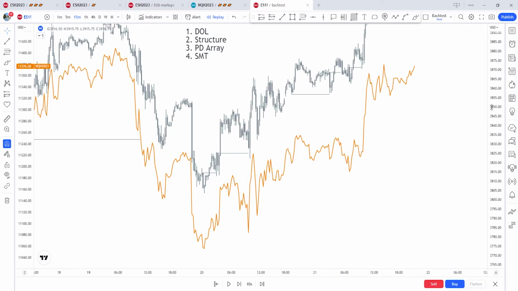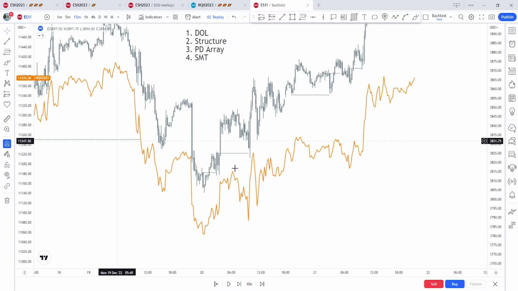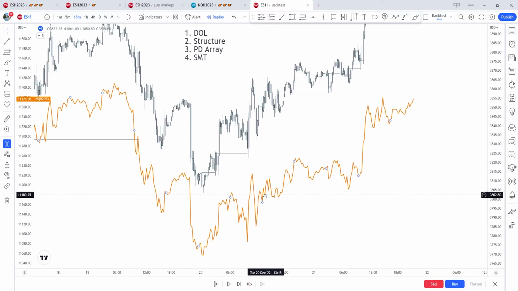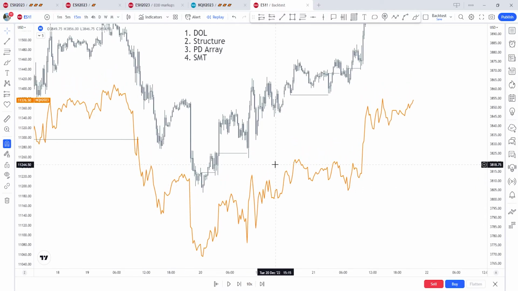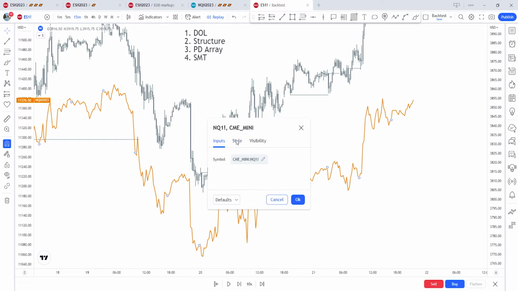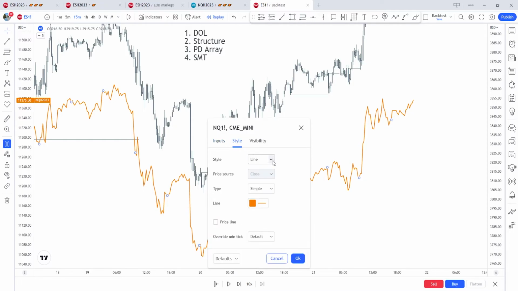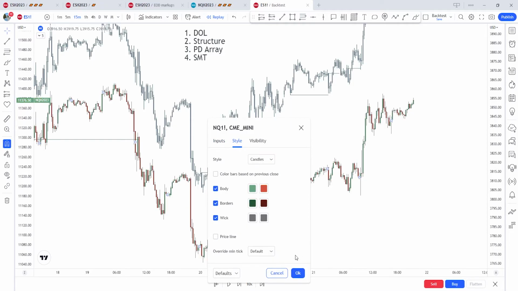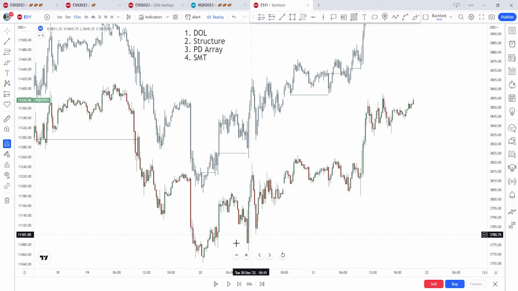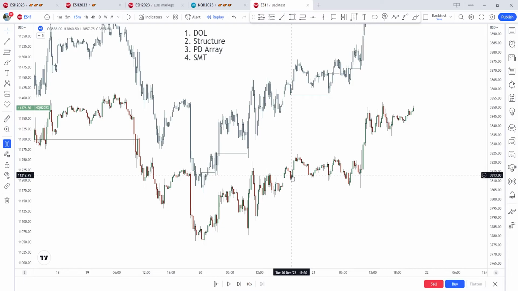Then you get the line chart. I've seen ICT use the line chart before, which you can use, but the line chart only shows the bodies and it doesn't show the wicks. So what I prefer is to use the wicks. So I go to style, candles, and then we see the NASDAQ chart fully. Drag this down a bit.